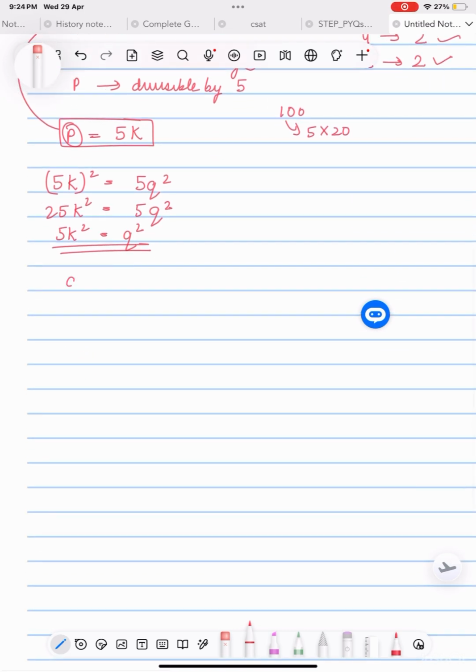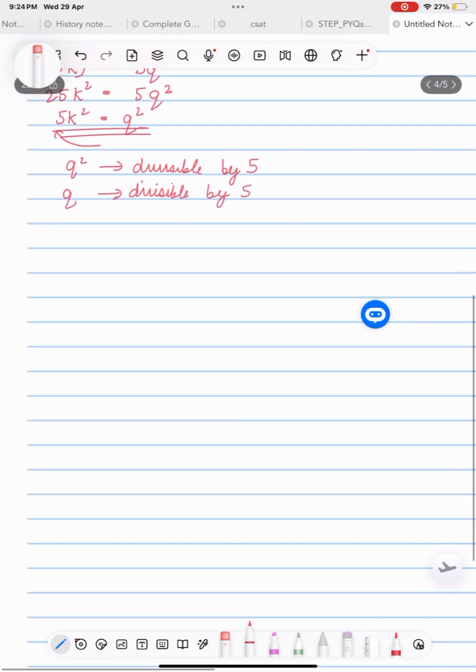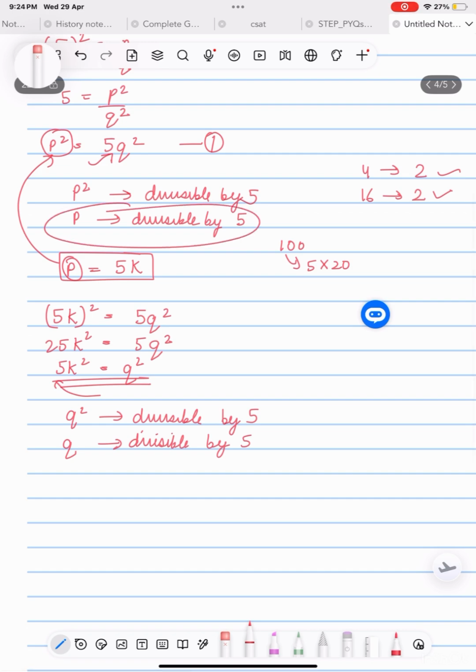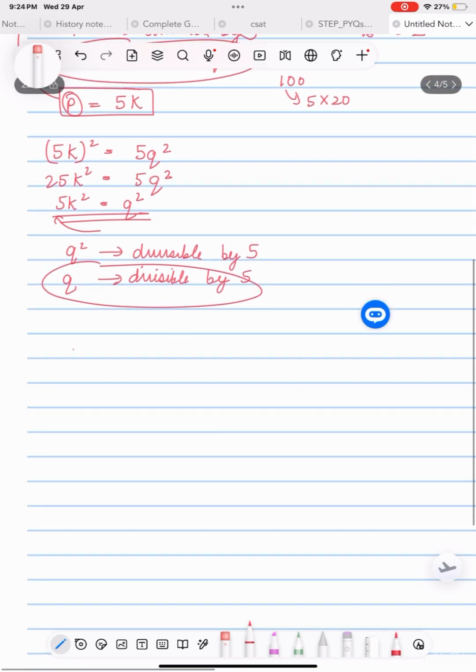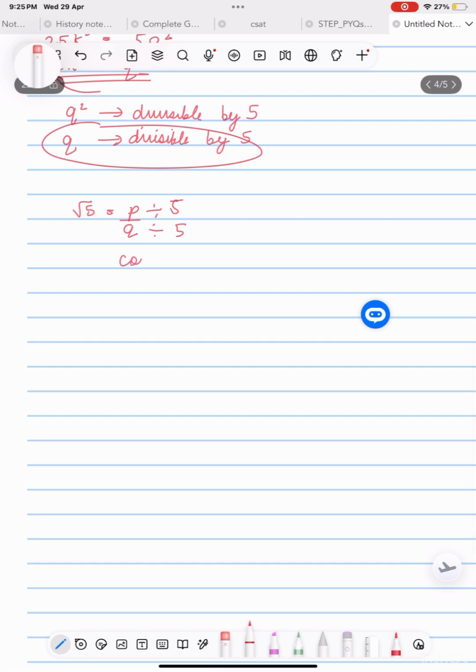Now again from here we can see that q square is divisible by 5 because q square is written in the multiples of 5. Therefore q must also be divisible by 5. Okay. Now we have got p divisible by 5. We have got q divisible by 5. But root 5 was p upon q. Now this is also divisible by 5. This is also divisible by 5. This can't be coprime. Can it be coprime? Both our numbers are divisible by 5. No, it cannot be coprime.